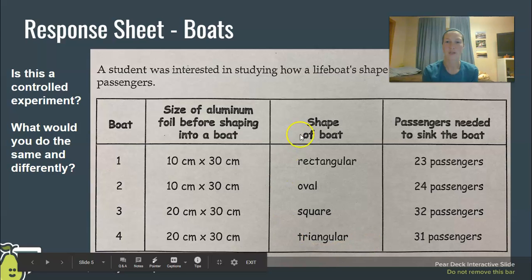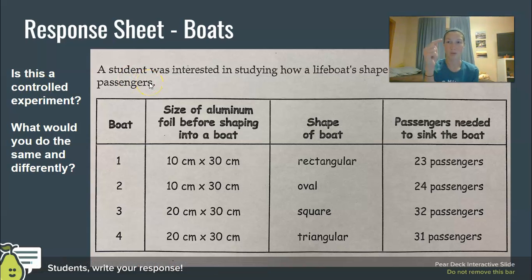Here are the 4 different shapes she tested. And then here's how many passengers it needed to sink. And so is this one a controlled experiment? So go through that checklist, ask yourself those questions. What's her independent variable? Did she only change one thing at a time? Did she run enough trials? All of those questions that we kind of continue to ask ourselves.